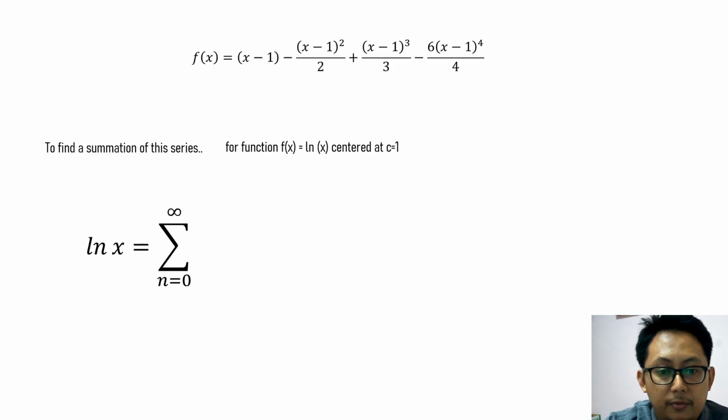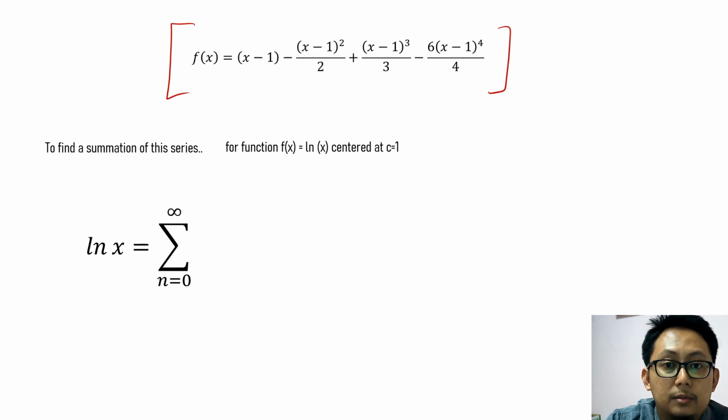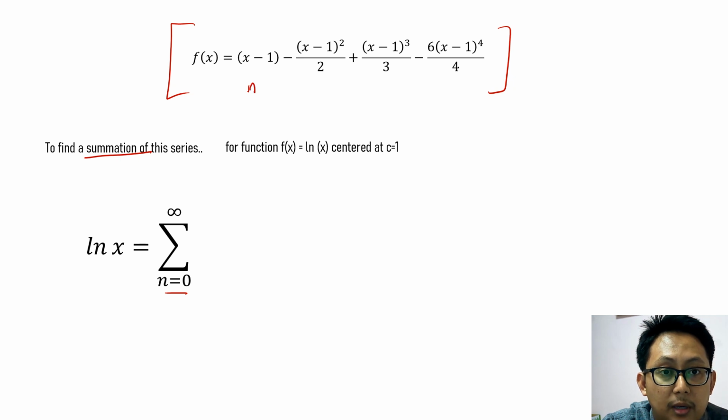So now we have the equation, the series for the Taylor series, but now we want to get the summation. Summation of the series becomes the Taylor series. You can see that, because we want the starting point n equal to 0, we have n equal to 0, n equal to 1, n equal to 2, n equal to 3.